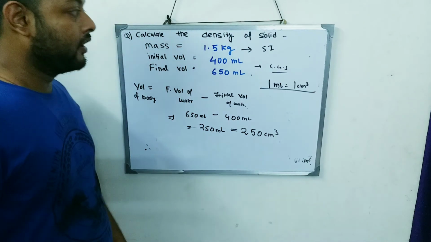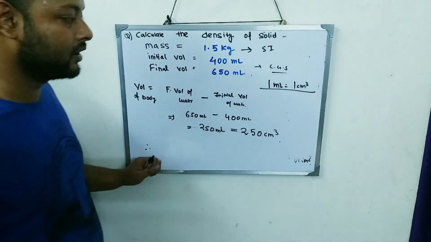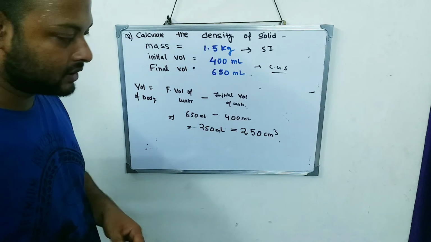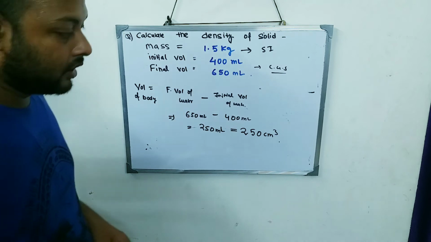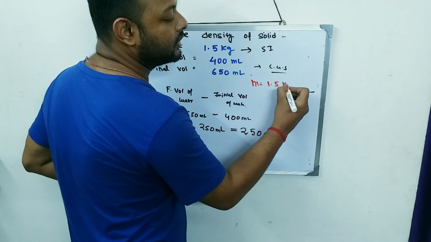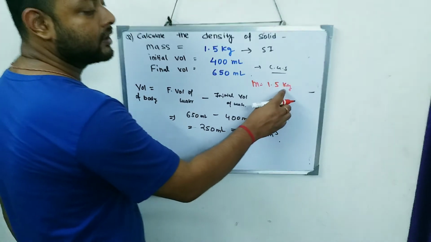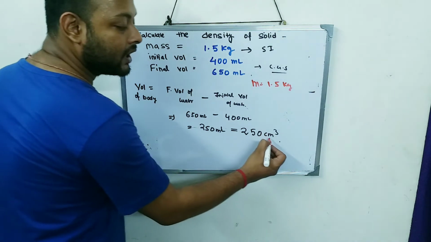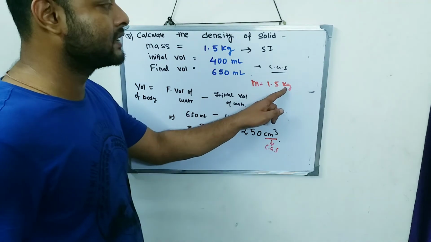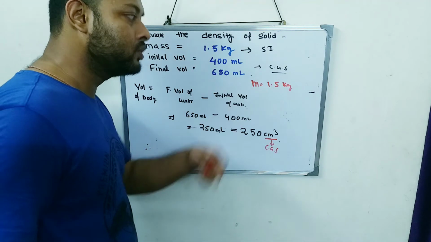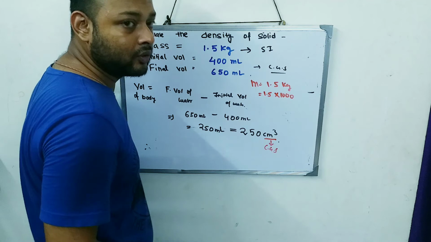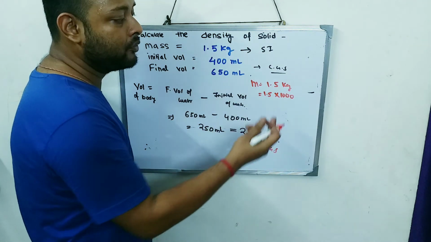Clear? Now this part is over. I have no problem with the volume. Now here comes the second problem, which is mass. Mass is 1.5 kg. I need to convert this mass from SI unit to CGS, because I got the volume in CGS. Kg is the SI unit, so I need to convert it to CGS. How will I convert 1.5 kg to gram? Multiply this by 1000. If you are going from kg to gram, you have to multiply by 1000.